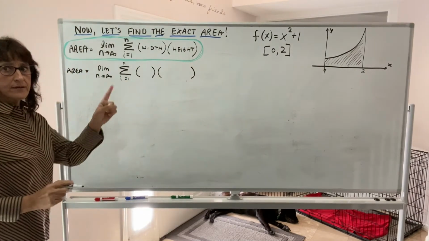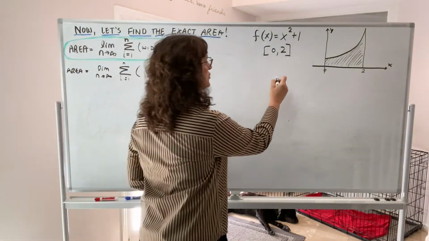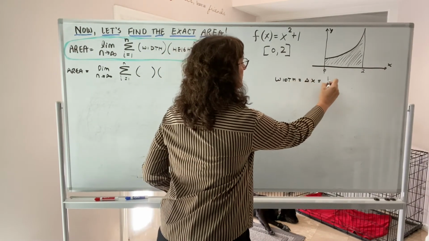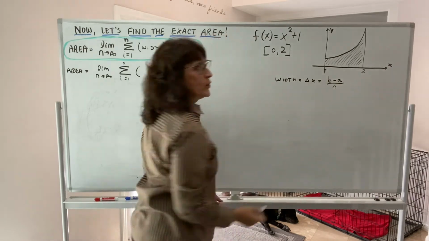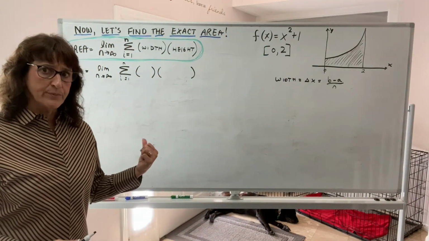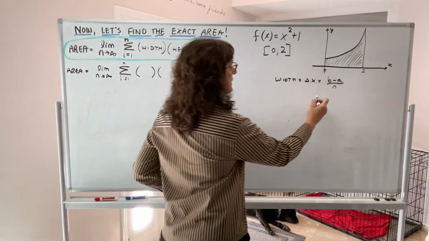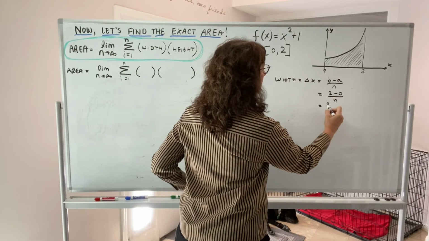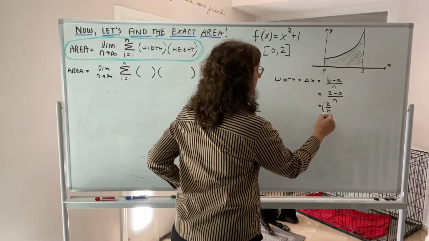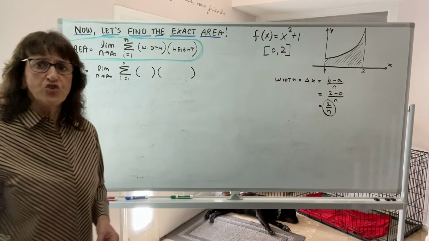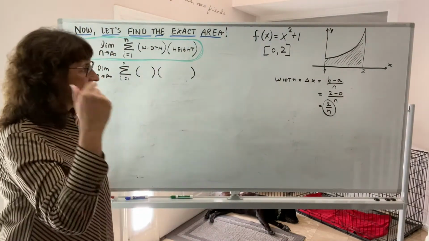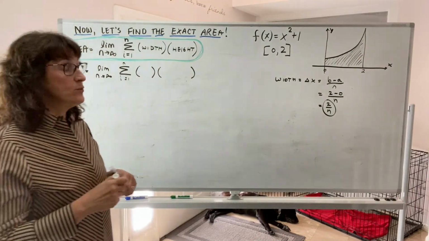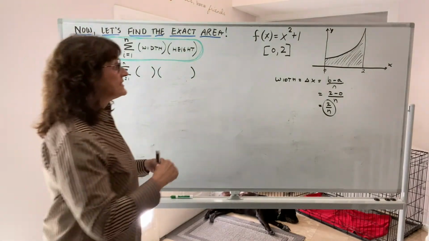I'm going to come off to the side over here. How do we compute the width? The width, also called delta x, has the formula b minus a over n, just like we did on the other side of the board. Subtract the bounds, so it's 2 minus 0 over n, which is 2 over n. We have to leave the n, because we're going to let n go to infinity and use infinitely many rectangles.